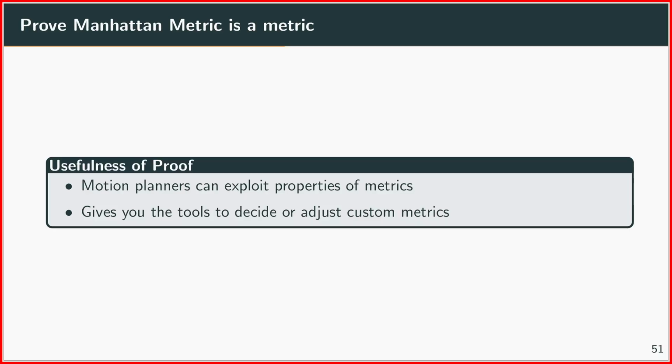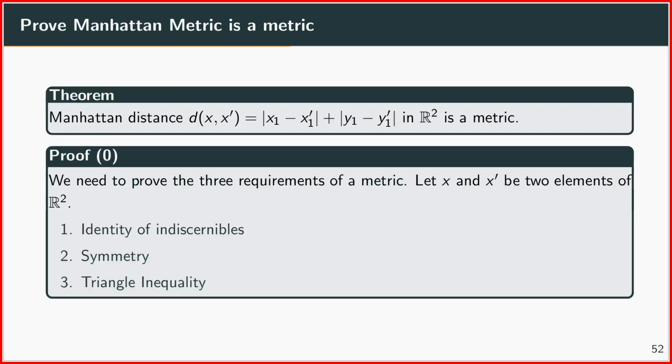And also it gives you the tools to decide or adjust a custom metric. So if you have the tools to prove something and you see that you are not directly a metric, but you can make small adjustments, then this is a good tool to have to make those adjustments and get to a real metric. And the case which I want to look at here is the Manhattan distance. So I want to very quickly go through the process of showing that this Manhattan distance is a metric in R2.